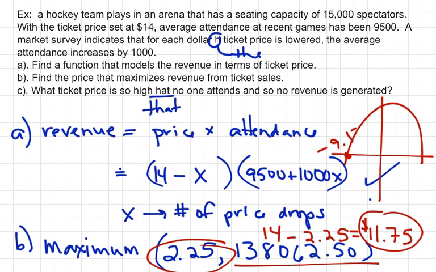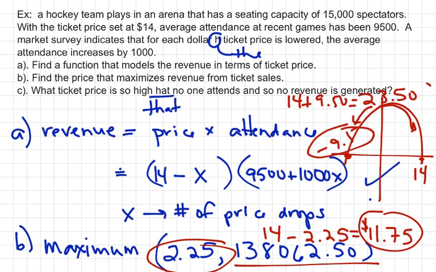is at 14. Well, remember, as we go this direction on the graph, the price is dropping. So if the graph goes the other way, this is adding to the price. So to find out what ticket price is so high that no one attends, we're going to use this number here and add it to the 14. So 14 plus 9.5 is going to be $23.50. So apparently if the price of the ticket is $23.50, no one's going to attend.